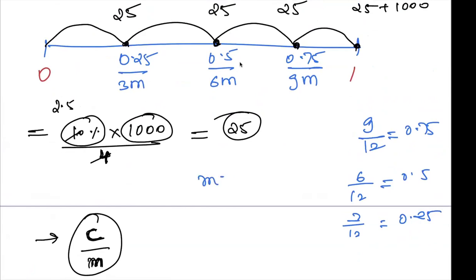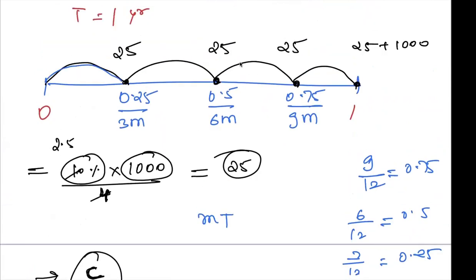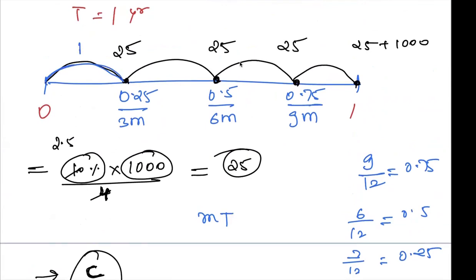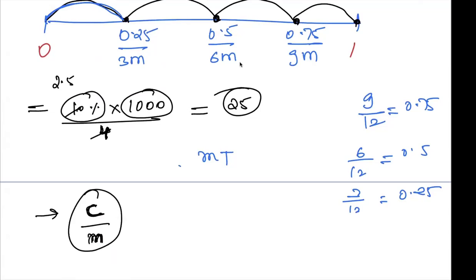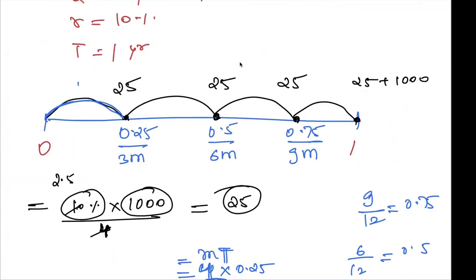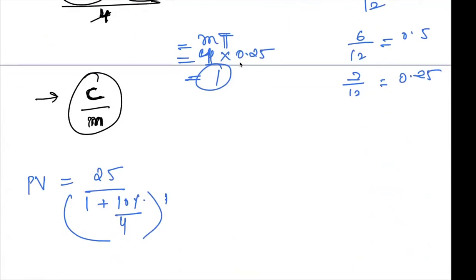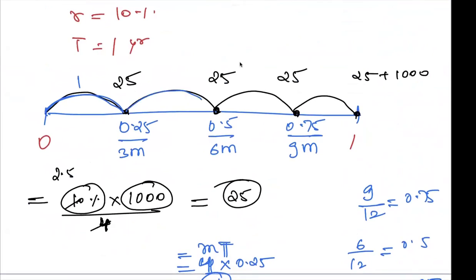So either you can do mT to arrive at the compounding, or you can just say, okay, 0.5. So M is 4, right? And T is what? T is what? Please tell me. 0.25 for the first. So this will be 1, or you can just say 1 here. So this is 1 plus 10% by 4. What will be here? 2. Yes.